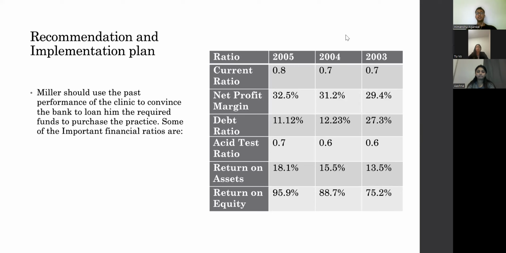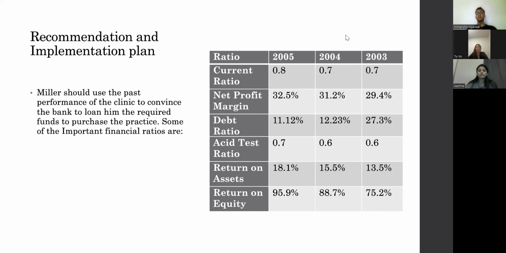Some of the important final ratios which Miller should present to the bank are on your screen. Current ratio and acid test ratio show the ability of a firm to pay for its short-term liabilities. The short-term assets of the clinic are able to pay for its short-term liabilities since the ratios are more than 0.5. The debt ratio for the company has reduced significantly from 2003 to 2005. Debt ratio compares the total debt of a company to its total assets. The low and reduced percentage for the clinic indicates less risk for the clinic, and that the clinic is not heavily dependent on leverage, and that the clinic has a stronger equity position.